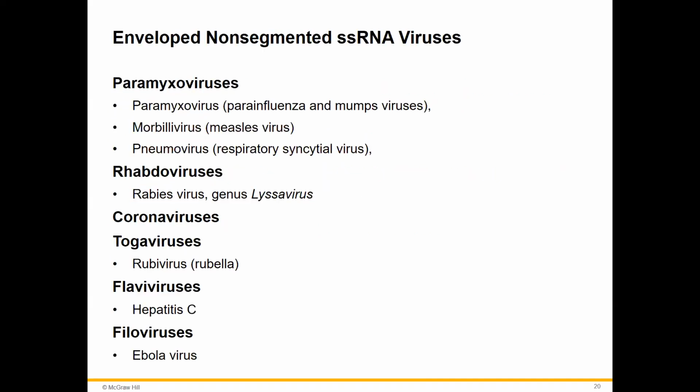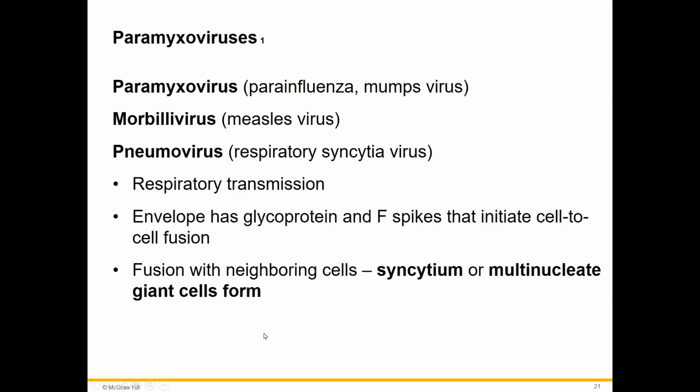Okay. All right. Now we have some enveloped, non-segmented, single-stranded RNA viruses. So we will look at Rhabdoviruses because that includes rabies. We'll look at Paramyxoviruses because that includes parainfluenza, mumps, measles, and RSV. We'll look at coronaviruses. We'll look at Togaviruses because of rubella. We'll look at flaviviruses, Hep C, and Ebola. So we will look at all of these here. These are all single-stranded RNA viruses.